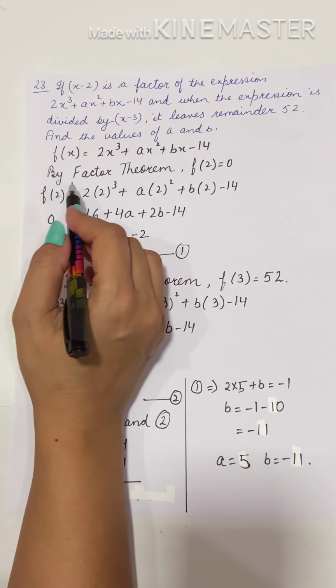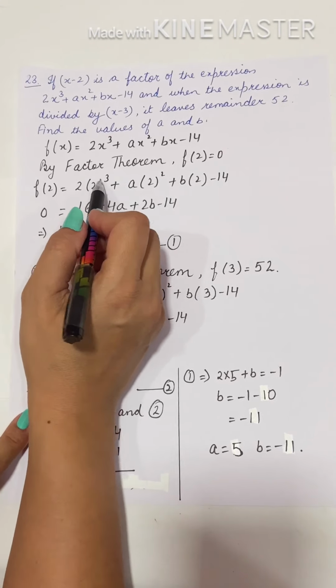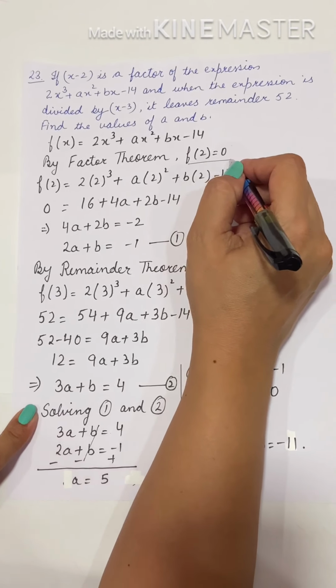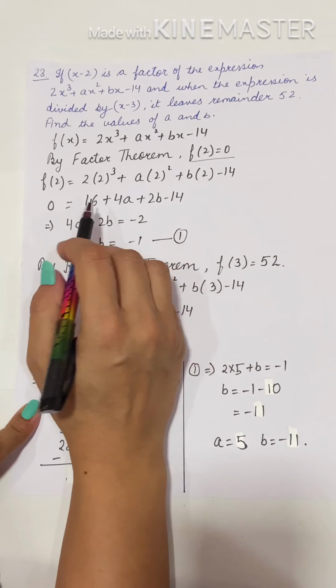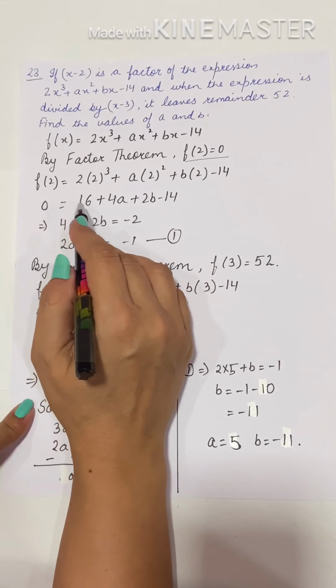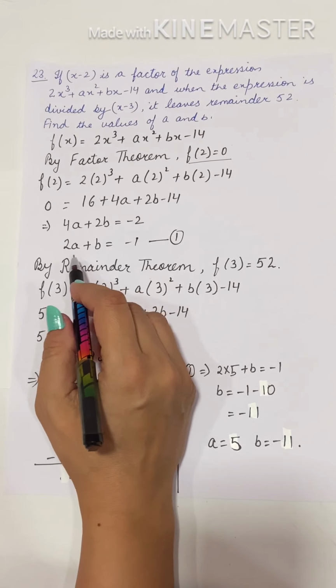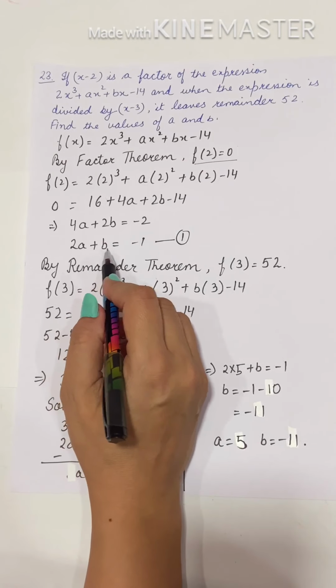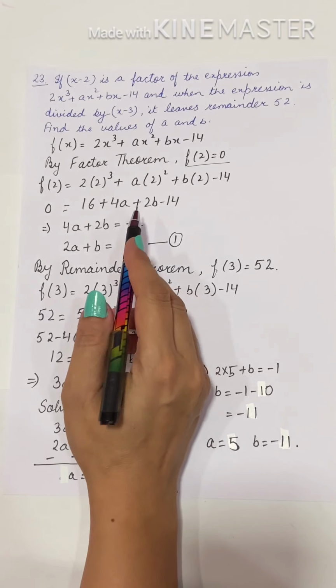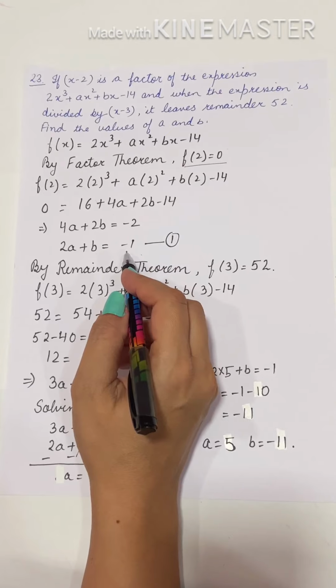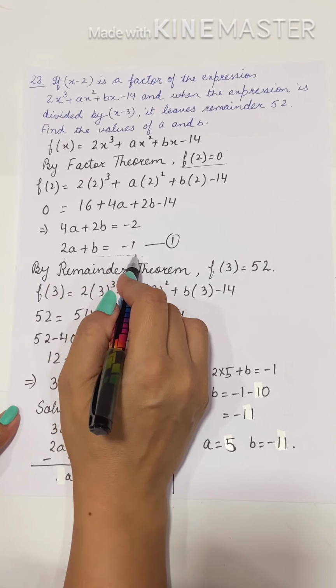For the first case, by using the factor theorem, you will have f of 2 equal to 0. So calculate f of 2 and put it equal to 0. We are getting the first linear equation in a and b, and this equation is 2a plus b is equal to minus 1. You people can easily do this calculation. So this is the first equation.